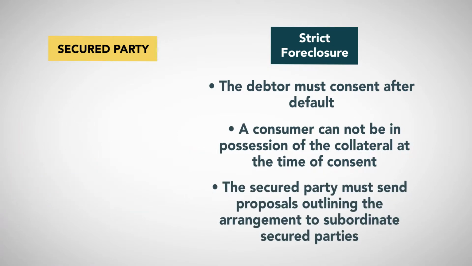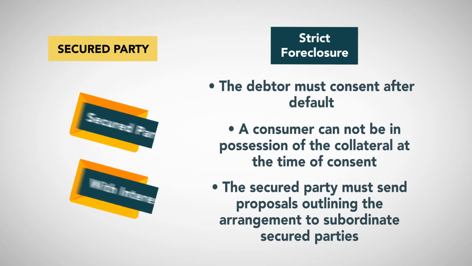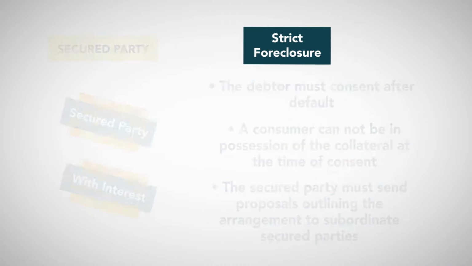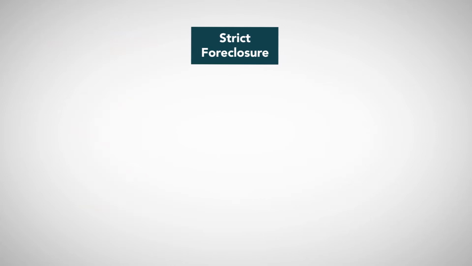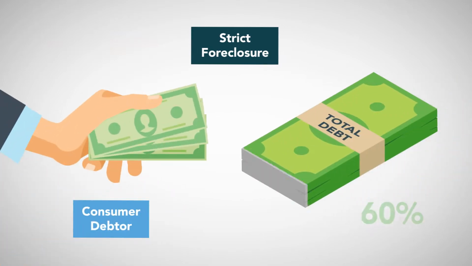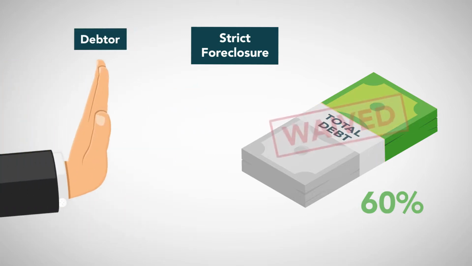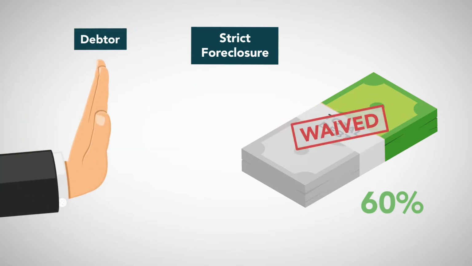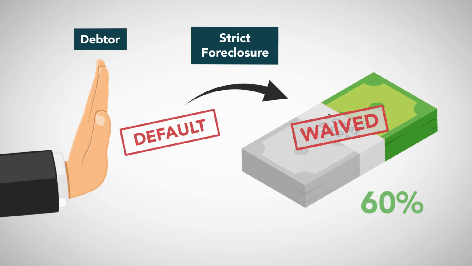Next, the secured party must send proposals outlining the arrangement to subordinate secured parties and anyone else with an interest in the collateral and not receive a timely objection. Finally, a strict foreclosure can only be carried out if a consumer debtor has paid less than 60% of the total debt secured by the collateral. The debtor and any other obligor may waive the 60% requirement only after default.